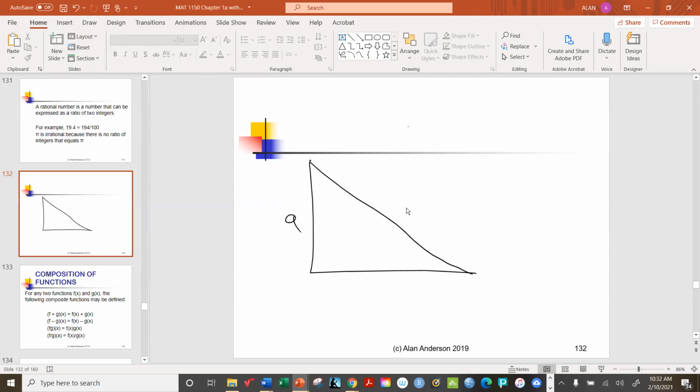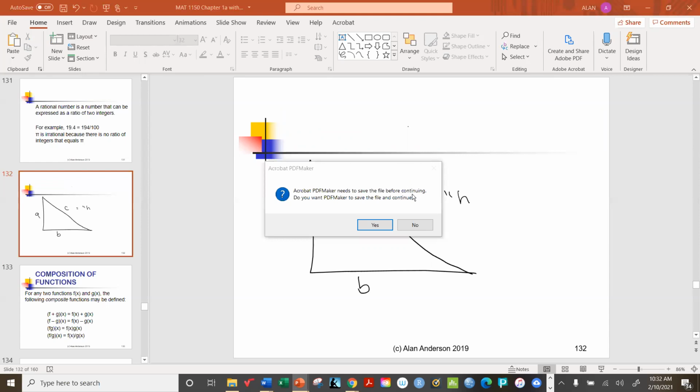So we have two sides, A and B. What is the name of this side, by the way? Starts with an H. I bet you know. Hypotenuse. That's right.